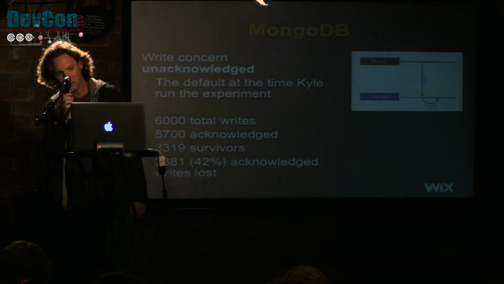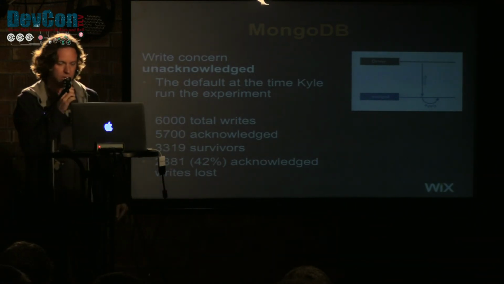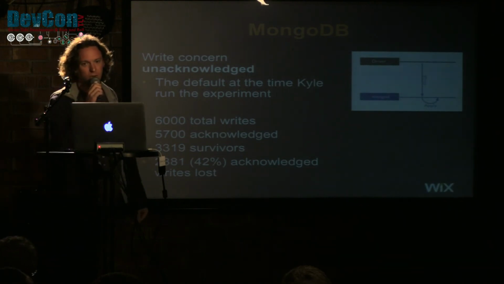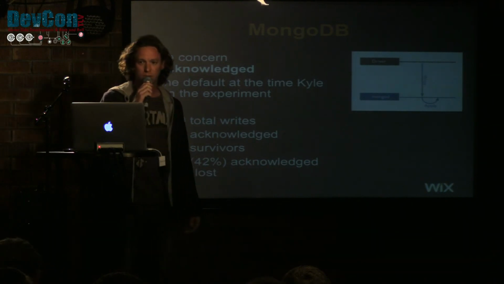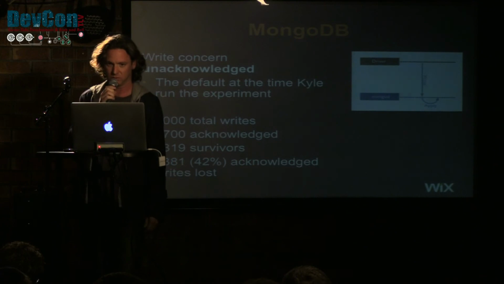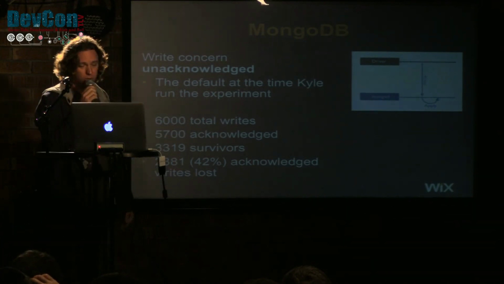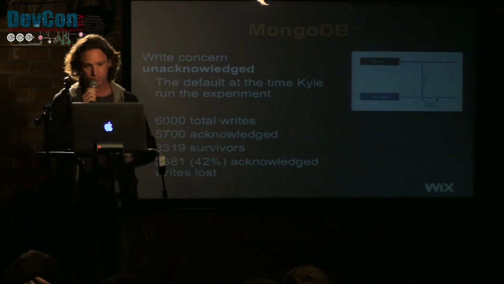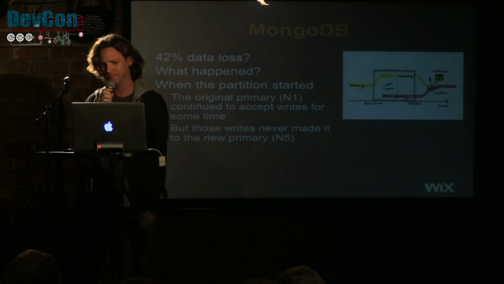6,000 writes, 5,700 actually got acknowledged. Only 3,300 survived. That basically means we had 42% data loss that was acknowledged. 42% of the writes that the client thought were successful were lost. How did something like that happen?